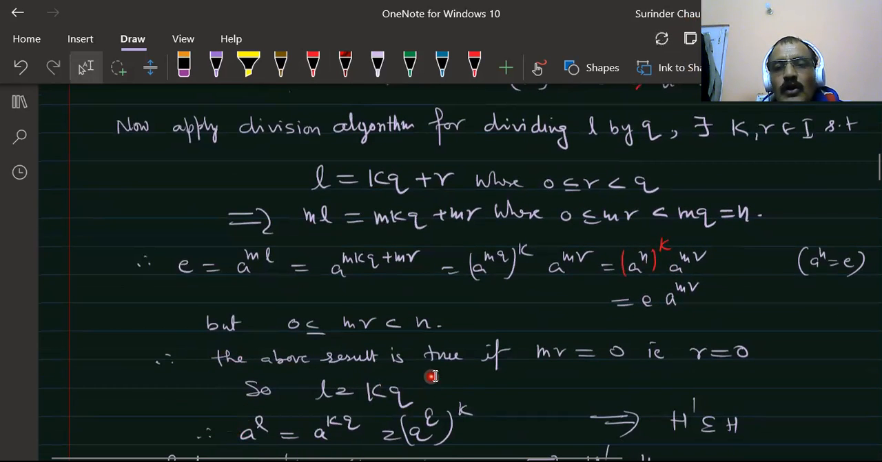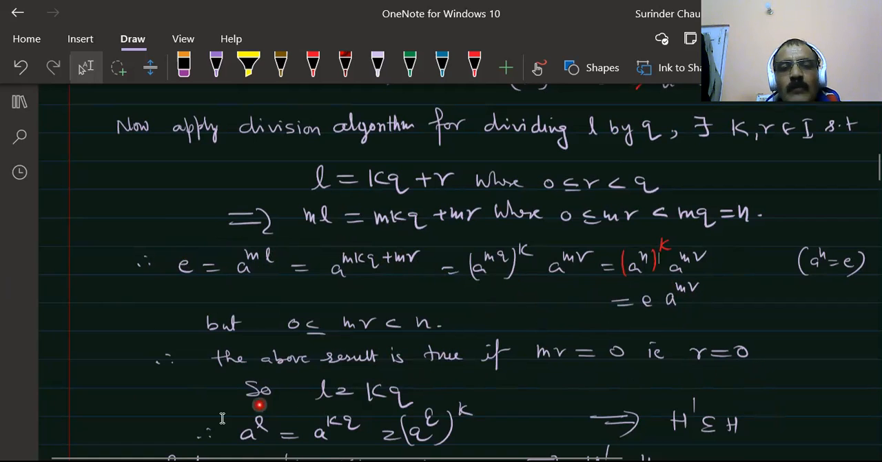The above result is true if MR comes to. Why? Because if A to MR is equal to B, then MR will be the order of A. But order of A is how much? Order of A is n. So it's not possible. So A for MR must be equal to B if MR is equal to 0. And if 0 is equal to B, same as 0 implies R is equal to 0.